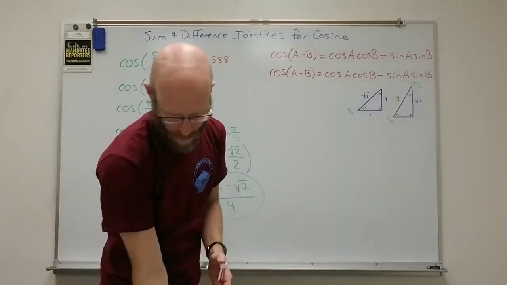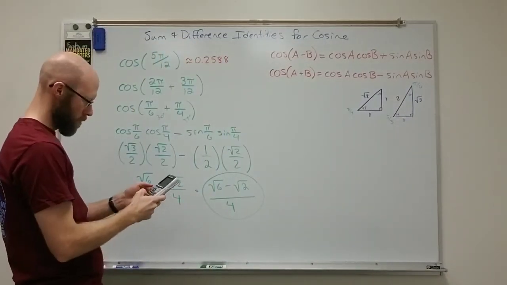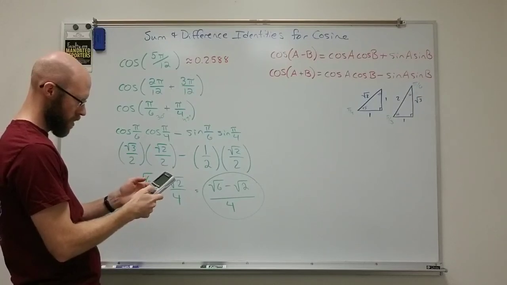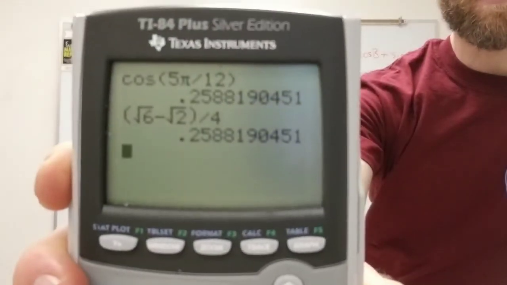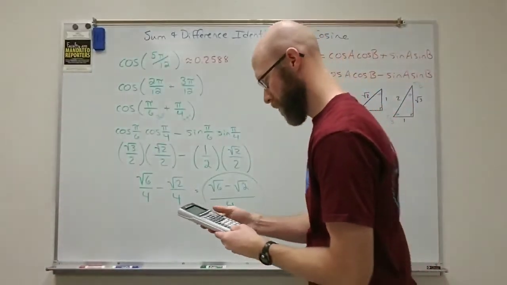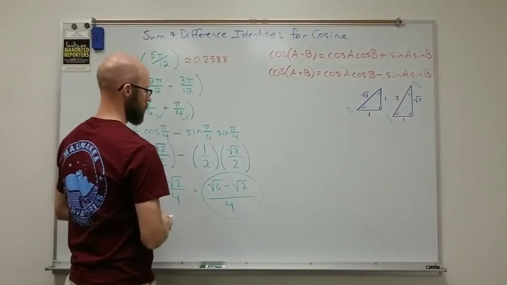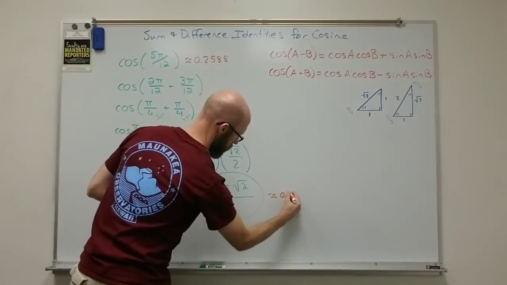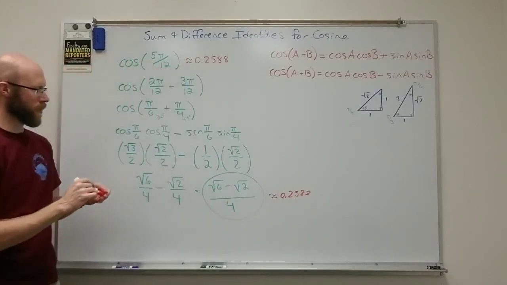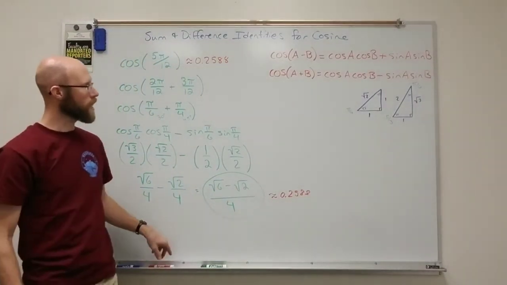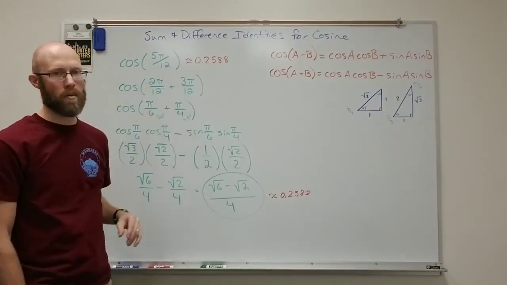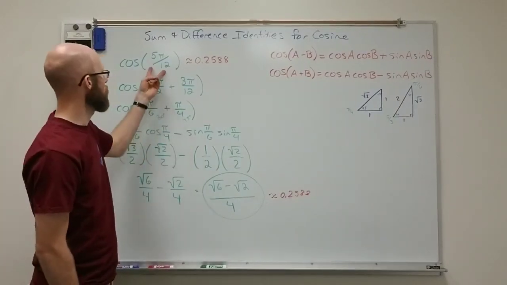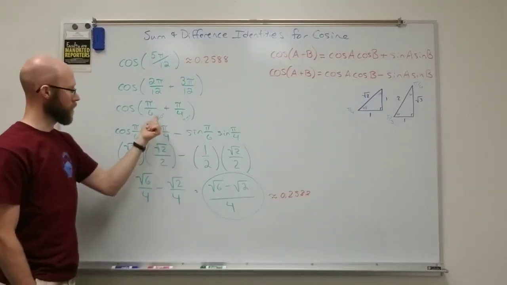And then the other one, if I were to type in parenthesis root 6 minus root 2 parenthesis divided by 4, you should see exactly the same decimal pop up, 0.2588. Okay, so that just verifies it for you. Same thing. All right, so kind of neat how these formulas work out, and they now allow us to find exact values for angles that we haven't already seen. 5 pi over 12 ends up being a 75-degree angle, obviously, because it's 30 and 45.